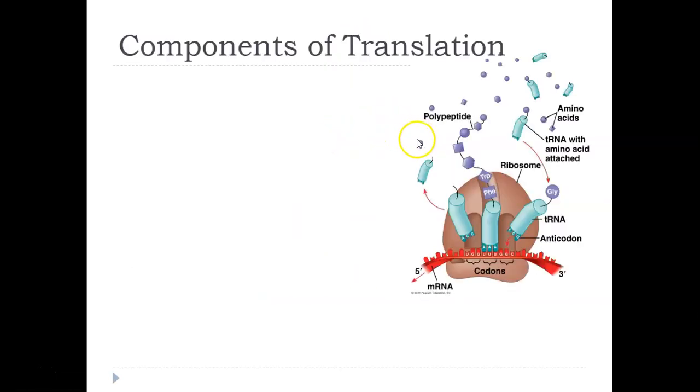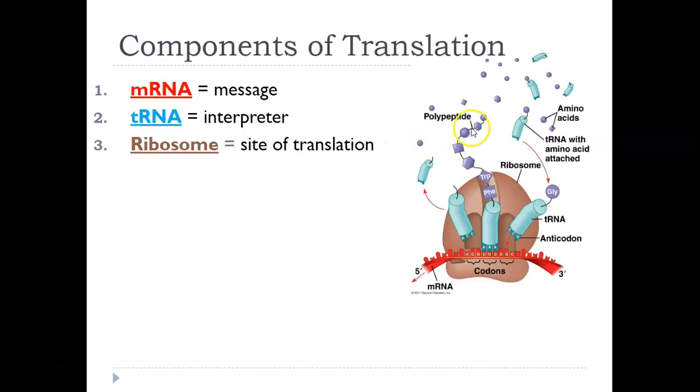Which now brings us to translation. Translation brings in the message. tRNA is kind of the interpreter. It is the RNA that has an anticodon on one side that's complementary to the mRNA's codon. So that's kind of how that lock and key fits in. And then it drops off the amino acid that corresponds with that code.